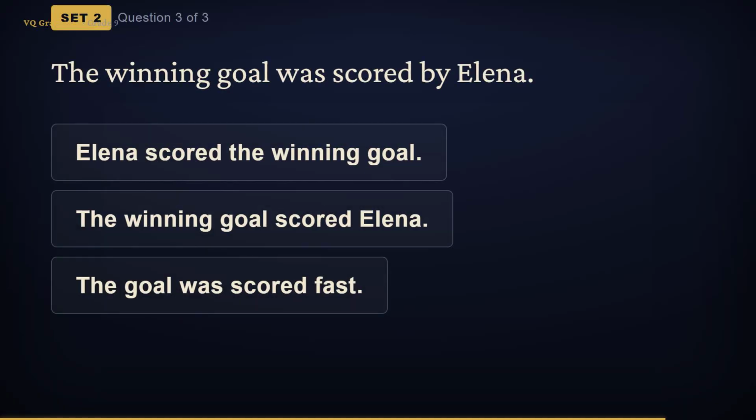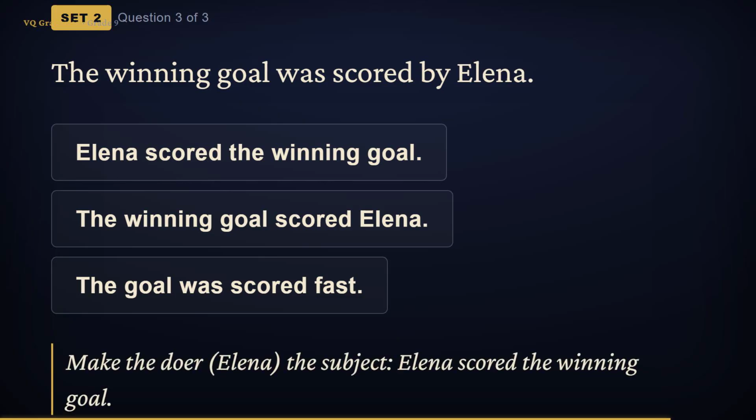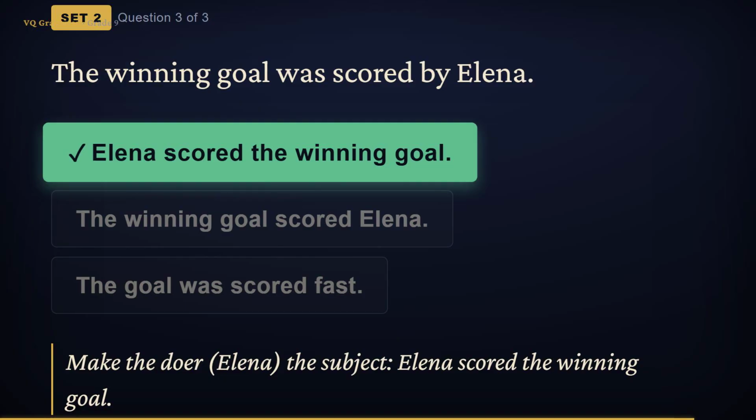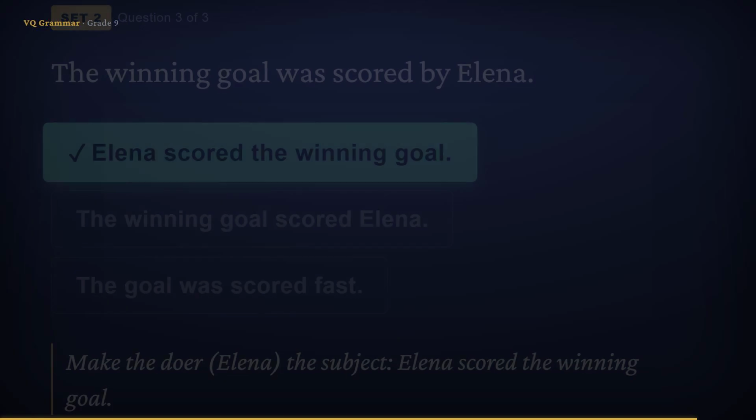The winning goal was scored by Elena. Find the doer. That's Elena, sitting after the word by. Move her to the front as the subject and let her take the action. Elena scored the winning goal. That's the active voice. Clear, direct, and it puts the doer first. The answer is Elena scored the winning goal.